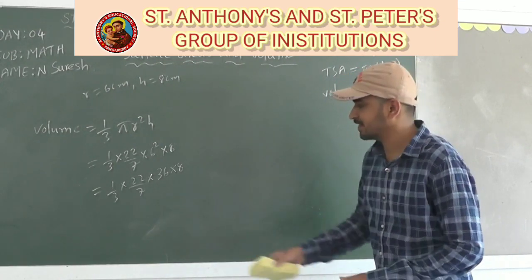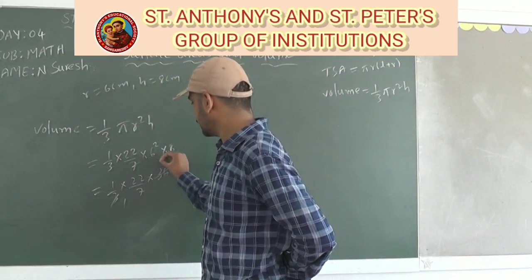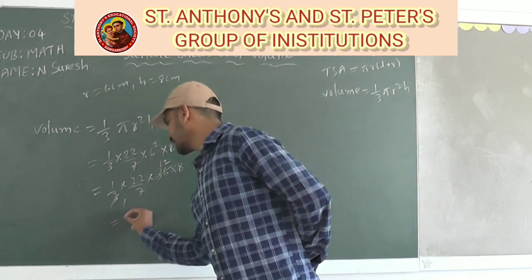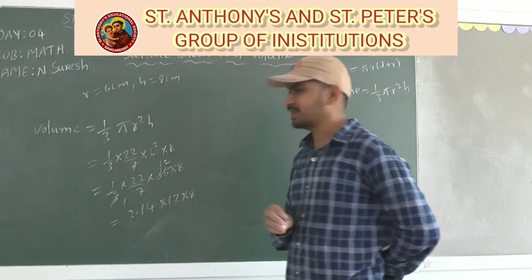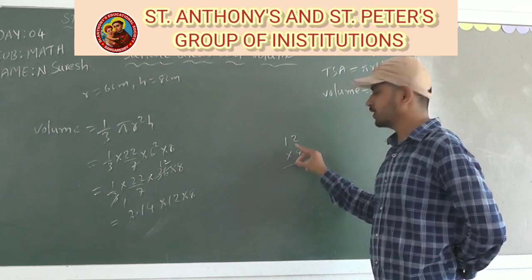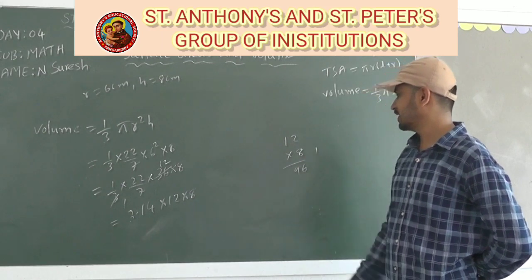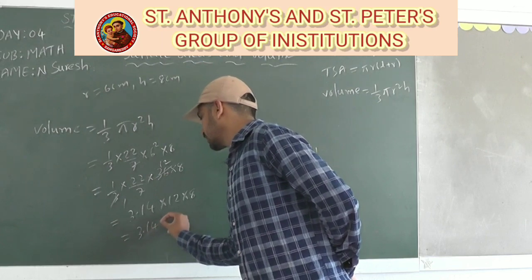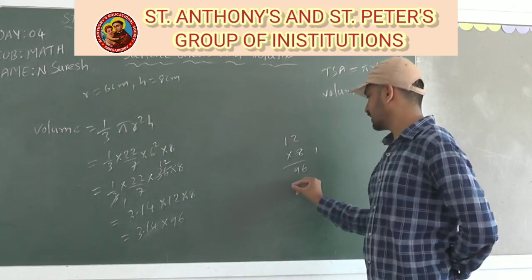So before going to this calculation, is there any cancellation we can do? 3 12s are 36. Is there any cancellation? No. 22/7 we know already. 3.14 into 12 into 8 is better, I think. So 12 into 8. 8 2s are 16. 8 1s are 96. So 3.14 into 96.